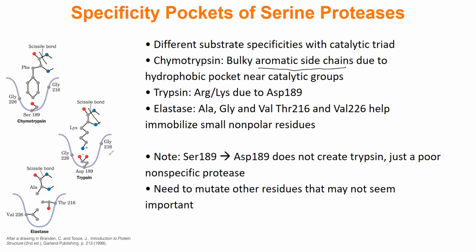One thing to note, and it's interesting, and it goes back to the previous question I just asked. If you look at the specificity pockets between chymotrypsin and trypsin, the only thing different is at position 189, serine to aspartic acid. However, if I take serine in chymotrypsin and I mutate it to aspartic acid, you actually don't make trypsin, right? You just create a protease that's non-specific and just really bad at its job. That is, once I mutate this serine to aspartic acid, I'll just cut random stuff, but I won't do it very fast, which is really odd.